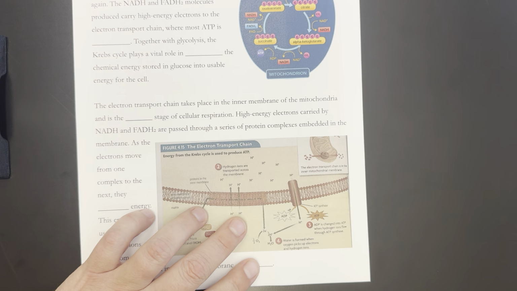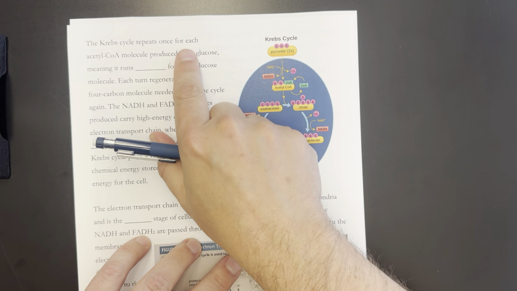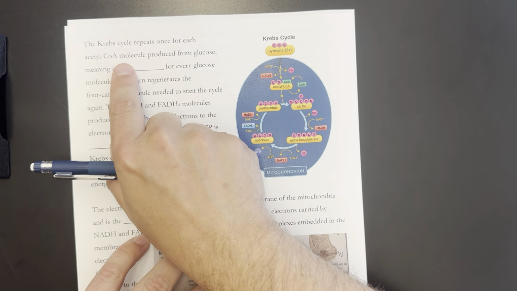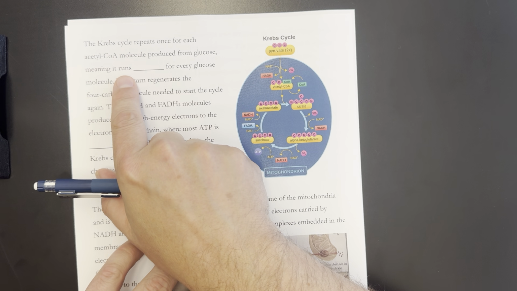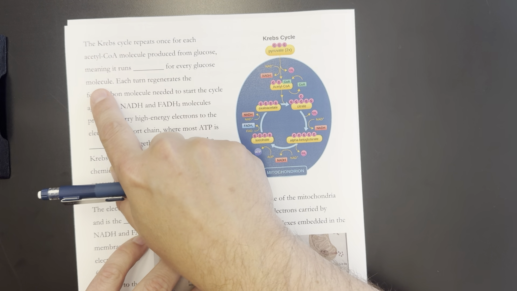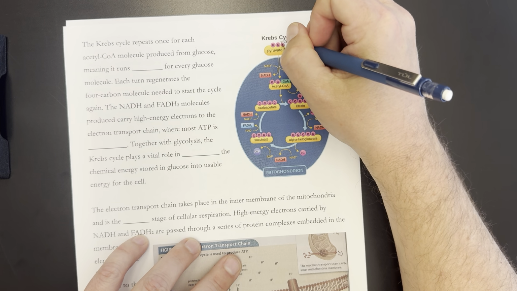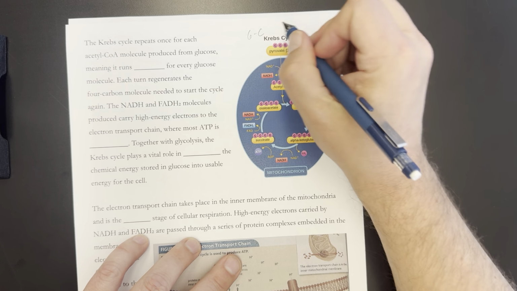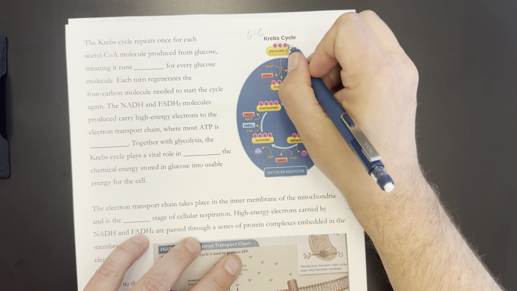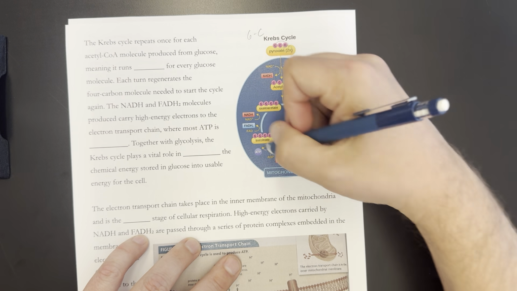Okay. The Krebs cycle repeats once for each acetyl-CoA molecule produced from glucose, meaning it runs twice for every glucose molecule. And this is the 2x. Since the glucose is 6 carbons, and it's going to make 2 of these 3 carbon pyruvates, for each glucose, it goes through this twice.